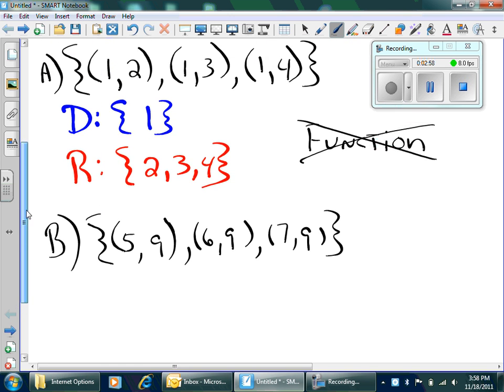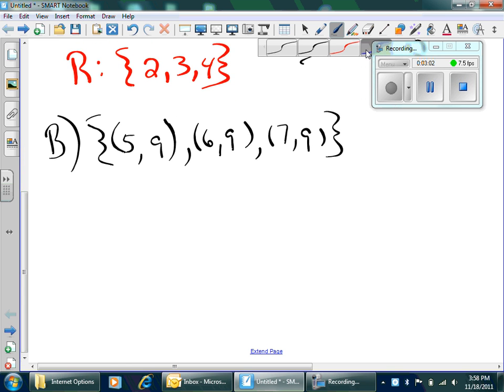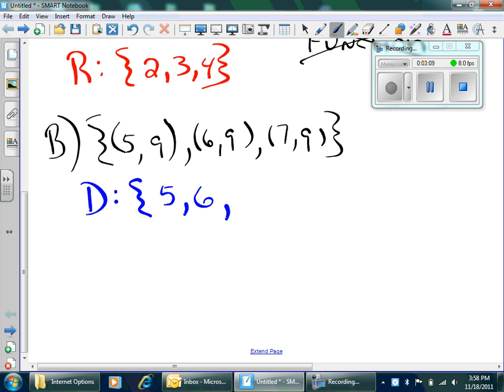All right, let's drop down to the domain and range of problem B. Let me start with my domain. My domain in this case would be 5, 6, and 7. My range for this case would be 9. And again, I don't list it every single time. I don't repeat myself.